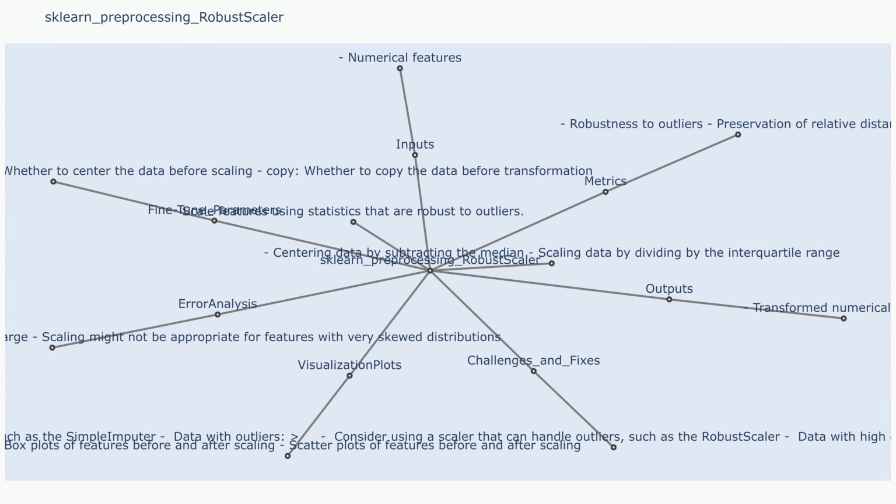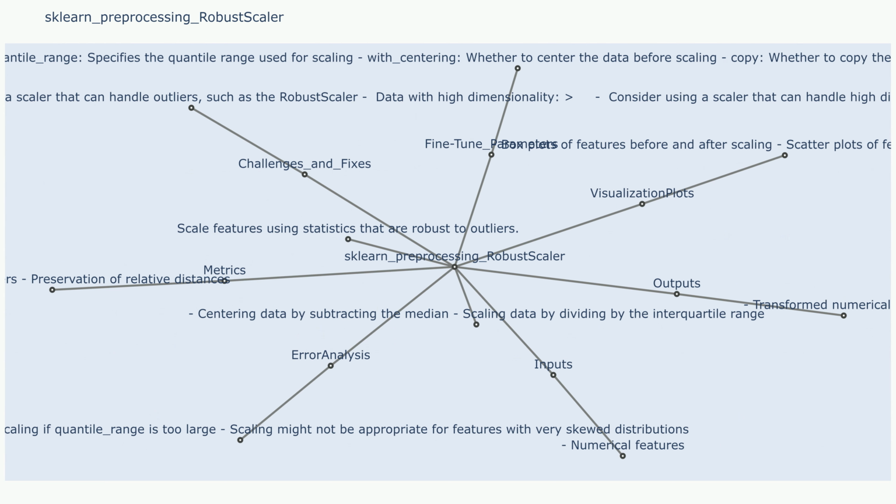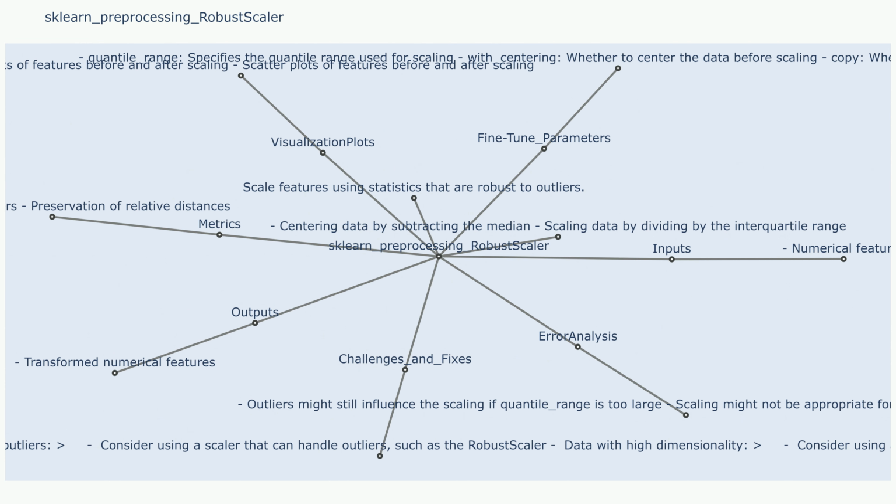The robust scaler can be sensitive to extreme outliers that lie outside the IQR. Sample use case that resulted in challenge 1: a dataset with a few extremely large values might cause the robust scaler to scale the data in a way that emphasizes these outliers. Fixes to challenge 1. Consider removing extreme outliers before scaling the data. Use a different scaling method, like the standard scaler, if the data has a Gaussian distribution.